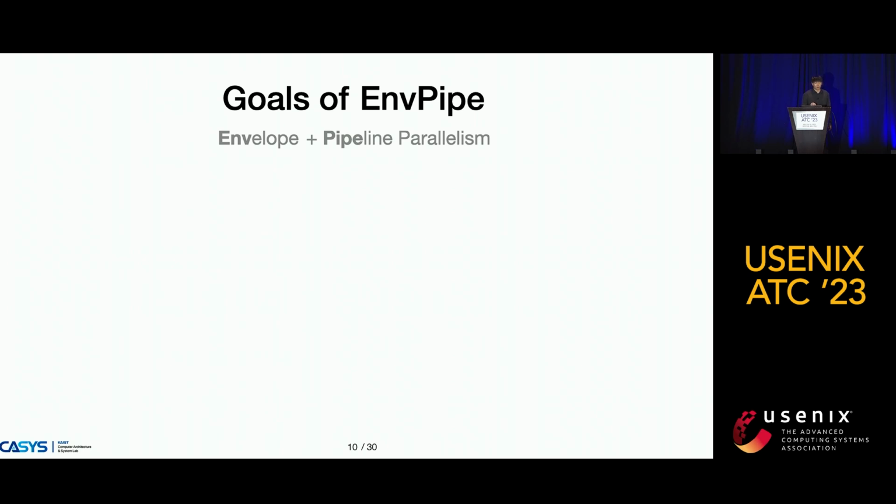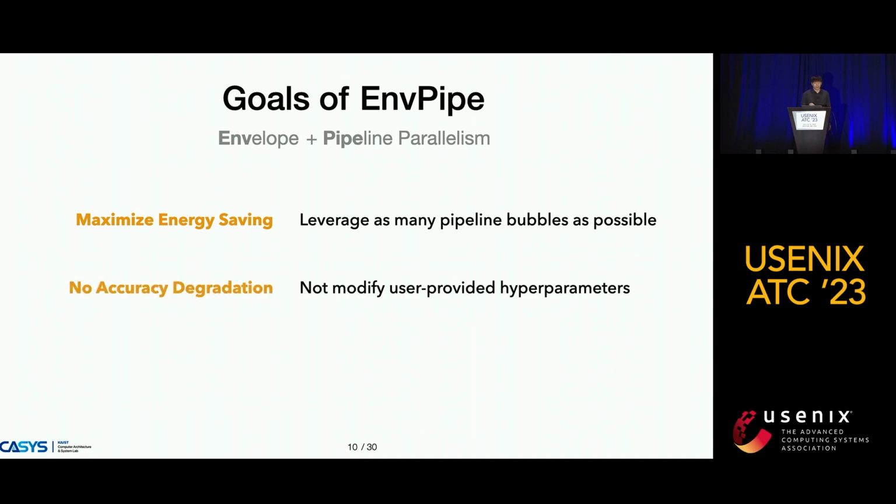Now, I will present the goals of this work. Firstly, energy saving should be maximized. We should leverage as many pipeline bubbles as possible to maximize energy saving. Secondly, there should be no accuracy degradation. We should not modify user-provided hyperparameters and preserve the original statistical efficiency. Thirdly, performance degradation should be minimized. We should keep the performance degradation to near zero for ML practitioners to use our framework.